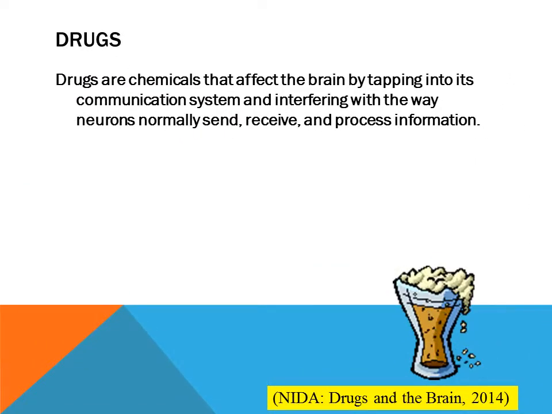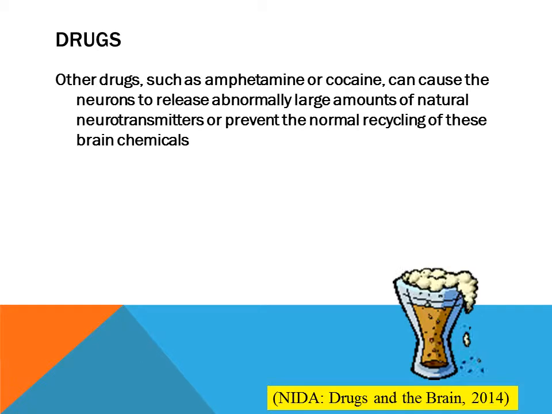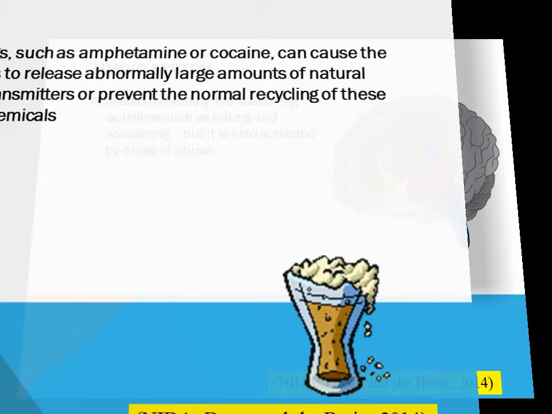Drugs are chemicals that affect the brain by tapping into its communication system and interfering with the way neurons normally send, receive, and process information. Some drugs, such as marijuana and heroin, actually mimic the structure of natural neurotransmitters. Other drugs, such as amphetamines or cocaine, can cause neurons to release abnormally large amounts of natural neurotransmitters, or they can prevent the normal recycling of these brain chemicals.